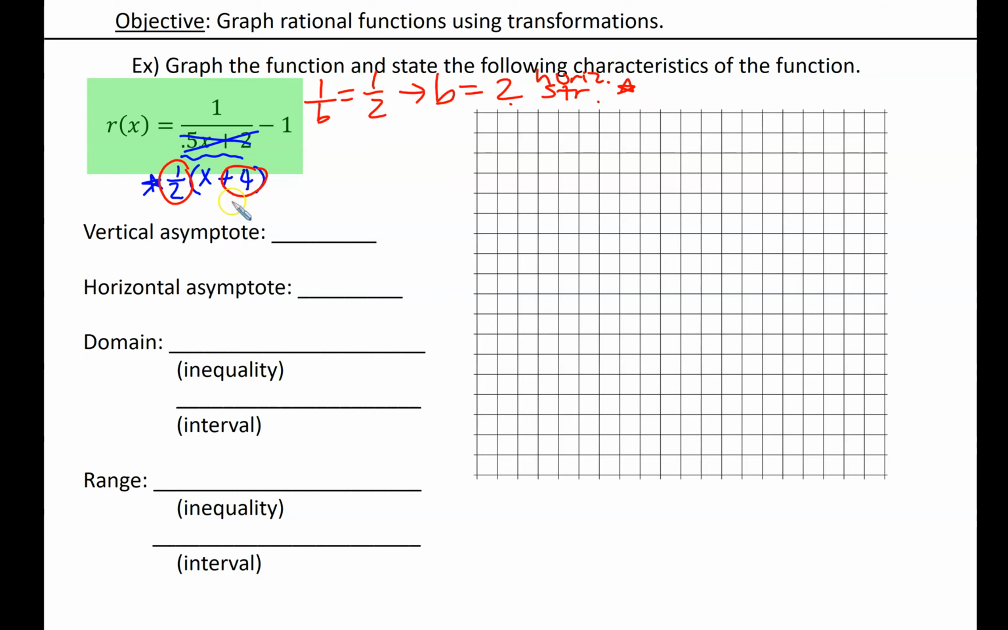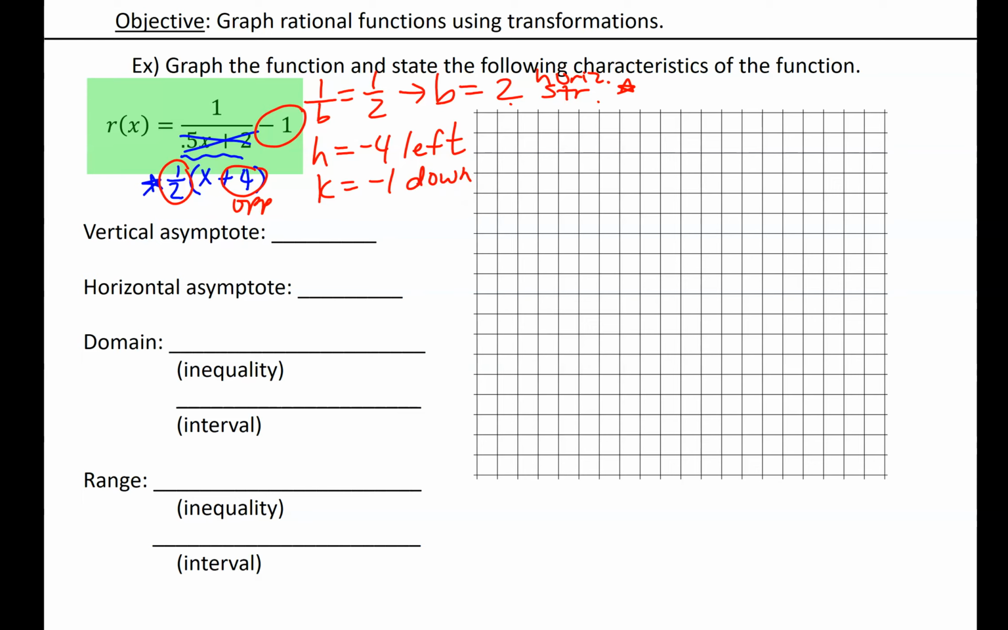The opposite of 4 now is our h, not the opposite of that 2. See how it changed? So our h is actually -4. So we're going left 4, not left 2. And then this -1 that's at the end, that is our k value. So we are going down 1 unit.